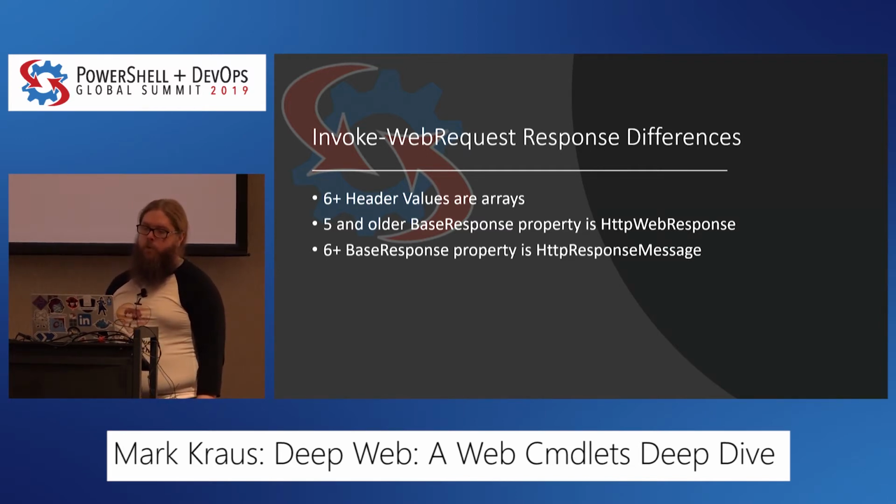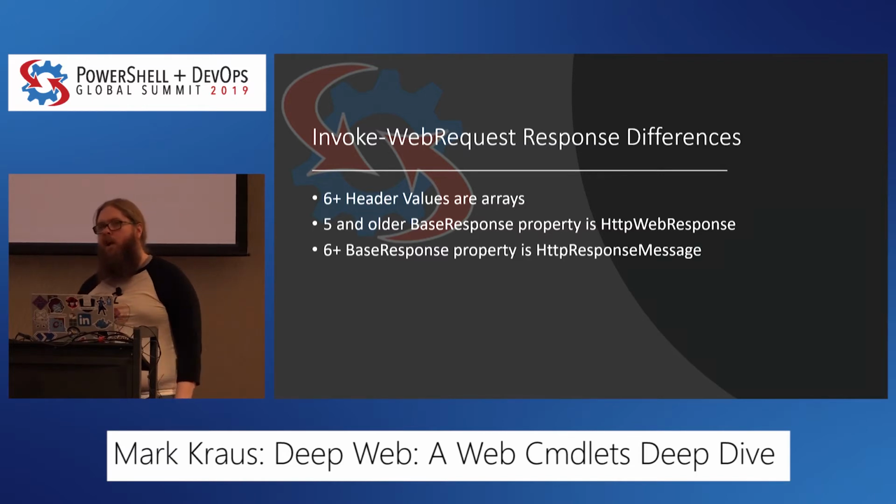5 and older, also the base response property was an HTTP web response, whereas 6 and up, that base is an HTTP response message. So those are the .NET types that web request versus HTTP client return.